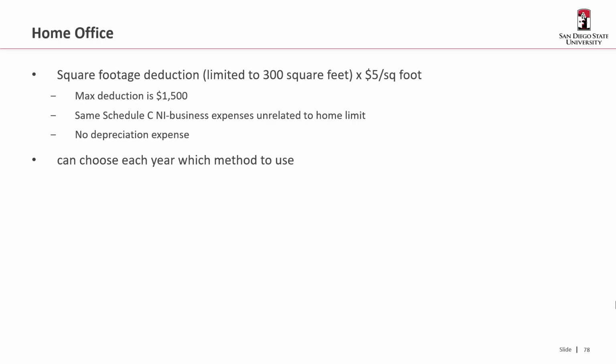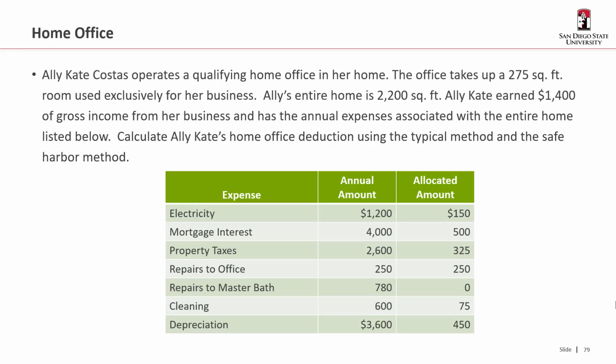The simplified method allows you to take a deduction of $5 per square foot times the number of square feet in your home office, limited to 300. As a result, the maximum deduction you could take here is $1,500. This amount is also limited to your Schedule C net income less business expenses limit, just like it was prior. There's no depreciation expense as part of the simplified method. You can choose whichever one you want to use from year to year. So in year 1, you could use the actual. In year 2, simplified. Then you could go back to actual, then simplified, and you can just switch back and forth.